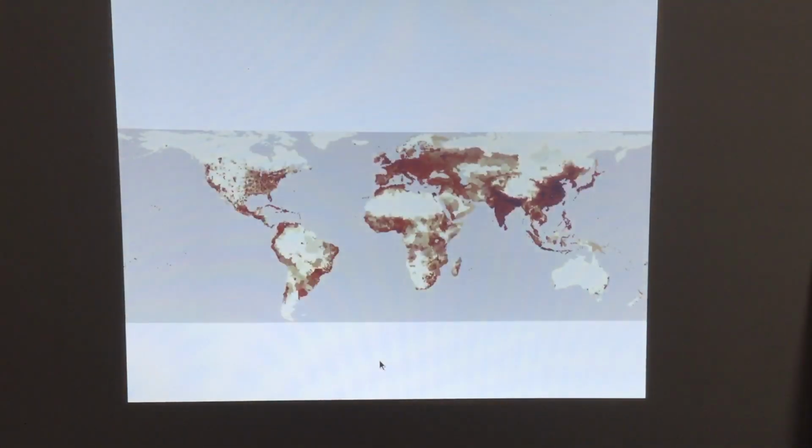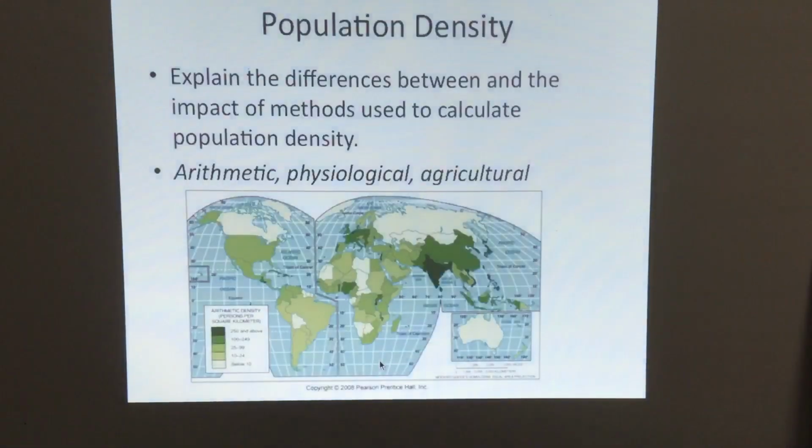We oftentimes see population distribution on a dot map that looks like this. So you get a better idea. This is just at a scale with the dot map, where this is a country scale.